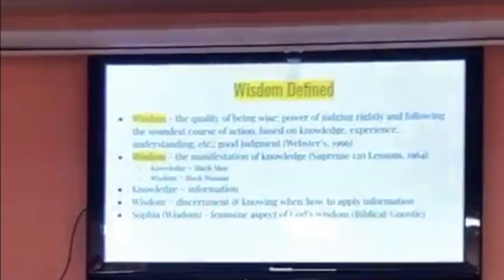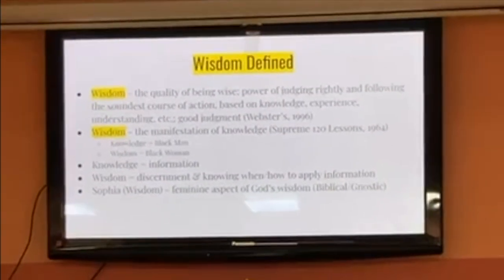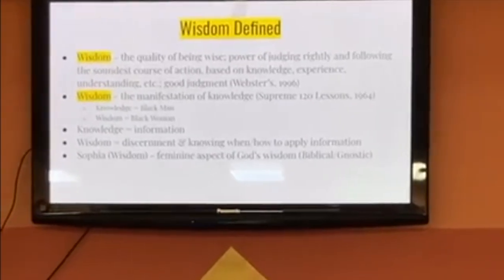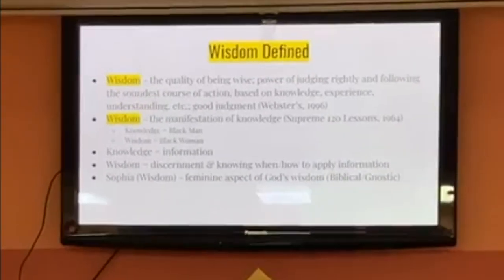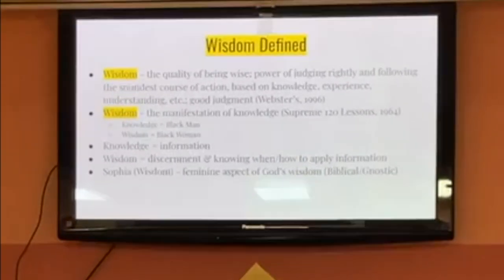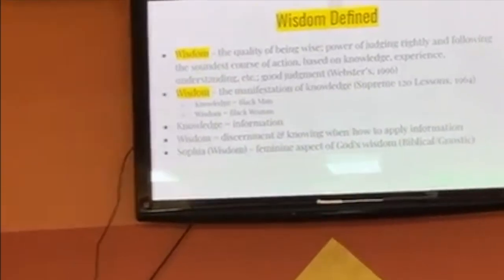Now, wisdom, dealing with the dictionary definition first, because not only do I get my lessons from Lloyd Strayhorn, but also King Simon, who was here a couple of weeks ago. He said that when we're breaking these numbers down, we need to look at the numbers holistically from all angles. The numbers, and then also providing the physical meaning of the words that we're describing. So going to Webster's, wisdom is defined as the quality of being wise, power of judging rightly and following the soundest course of action based on knowledge, experience, understanding, etc.